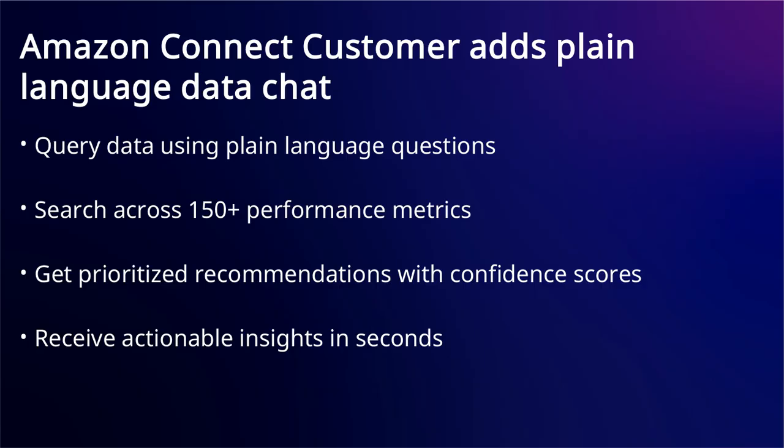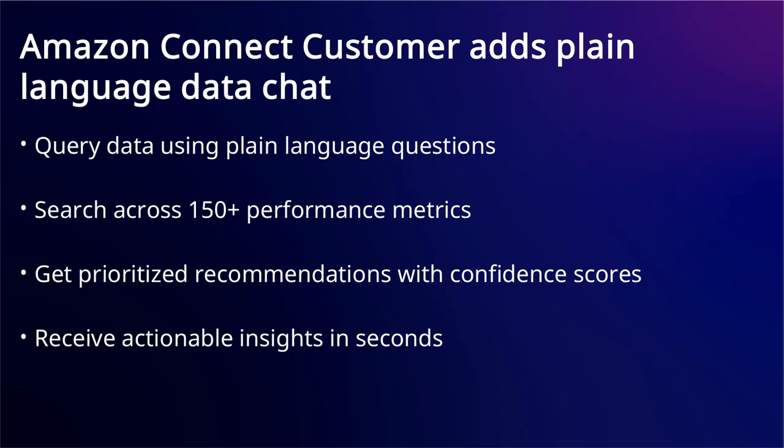Managers have access to data but lack time to analyze dashboards, identify performance drivers, and determine next steps. You can now query your Amazon Connect customer data using plain language and receive answers, supporting evidence, and recommended actions in seconds. The system searches across more than 150 metrics covering self-service, agent performance, and queue performance to identify what matters and explain why. You can start with broad questions and drill down within the same conversation.